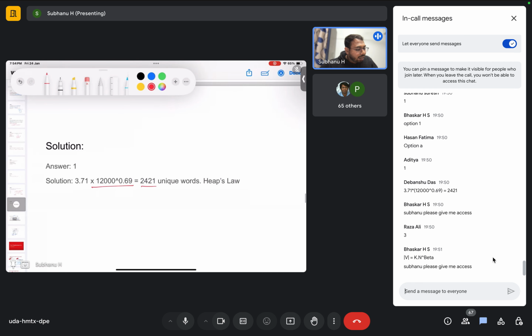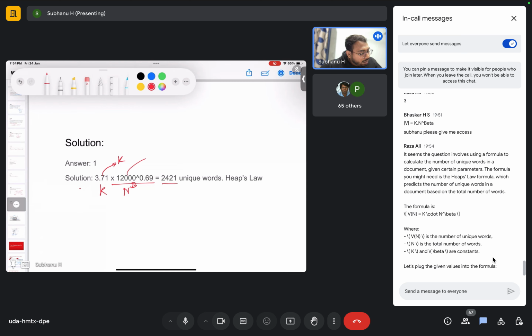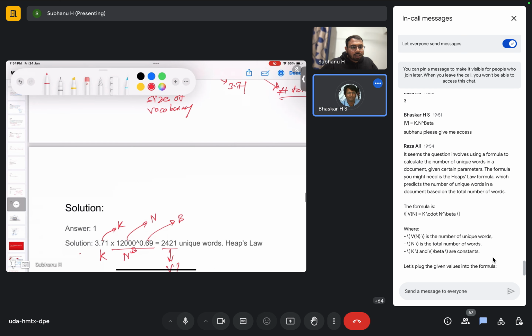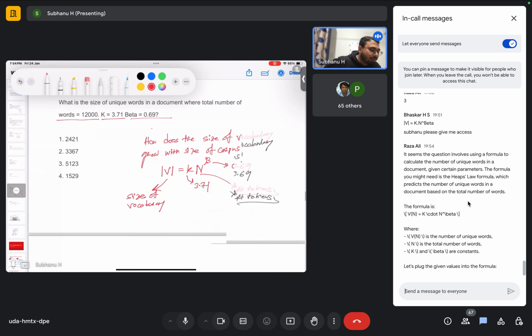So this is k and this is n to the power beta, so this is beta basically. k is given, n is given, beta is given, and you have to find out v. So this is the Heaps law, a simple calculation only. Raja Ali says to plug the given formula in. Yes Raja, you are very right, you just have to plug in the given formula.